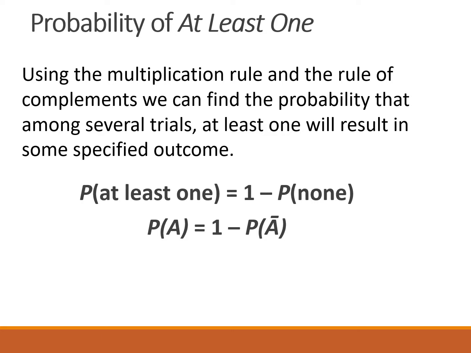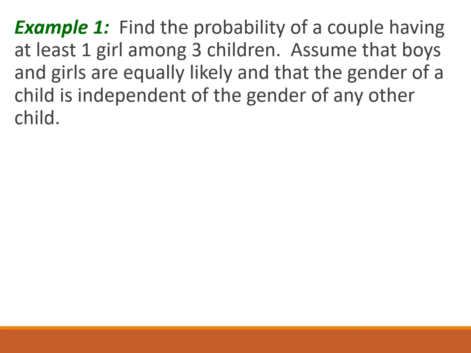That being said, at least one problems are complement problems. So anytime you read a problem and it's asking what's the probability of getting at least one event occurring, we want to treat this as a complement problem, and we're going to do 1 minus the probability of getting none of that event. So let's actually find the probability of having at least one girl among 3 children. We're going to assume that girls and boys are equally likely. The gender of a child is independent of the gender of any subsequent child.